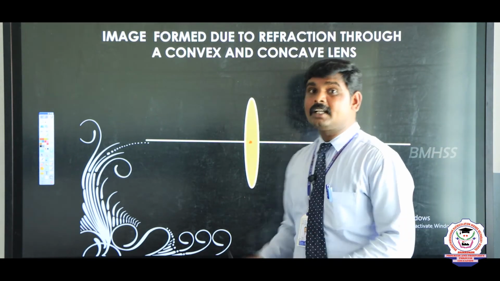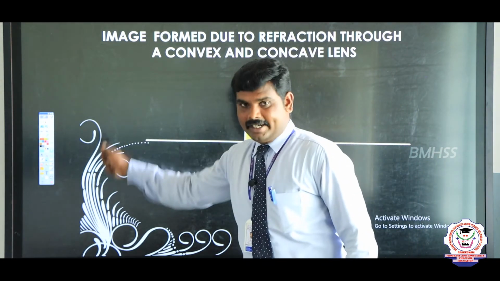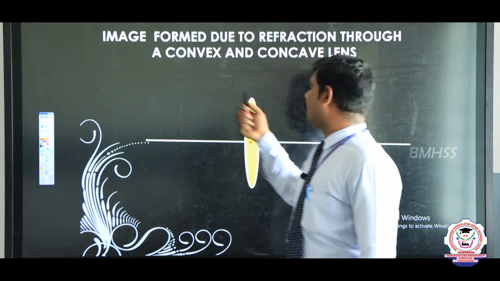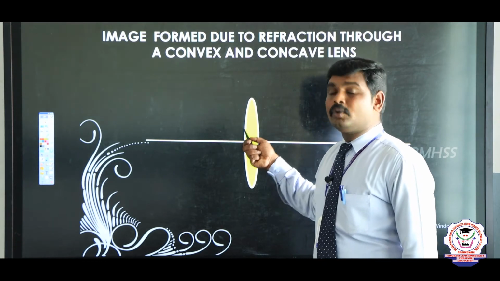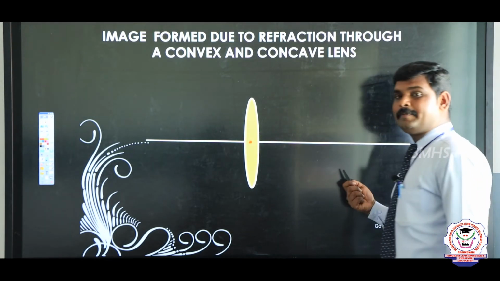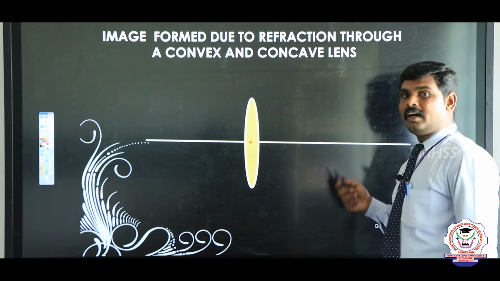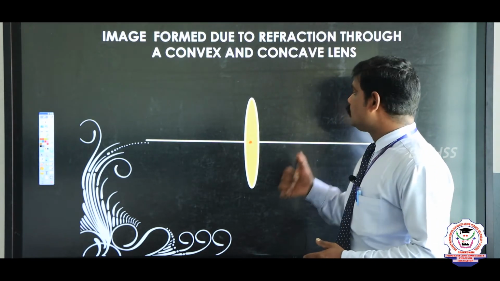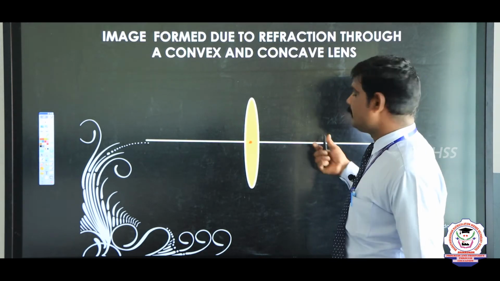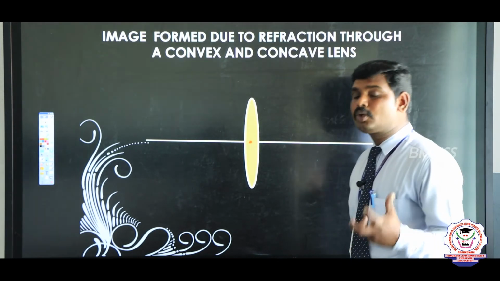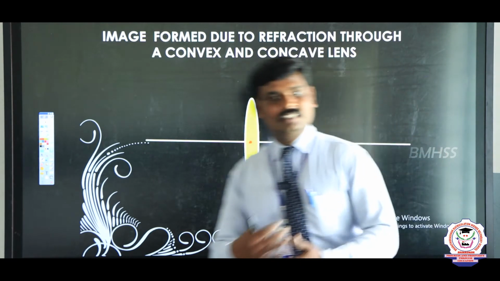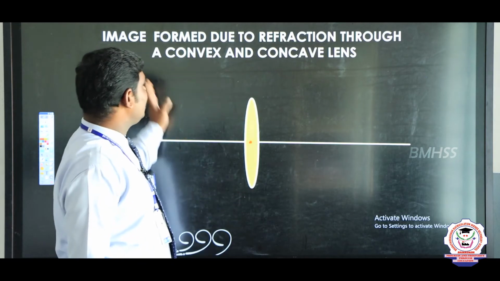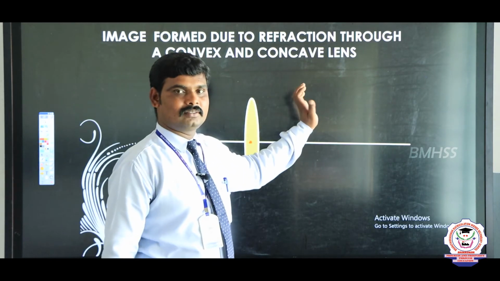When an object is placed in front of a lens, the light coming from that object falls on the lens. The image will be formed on the other side, in a different position, different size and different nature. This is the image formed by using some rules. Here we will see the three rules for image formation for both convex and concave lens.